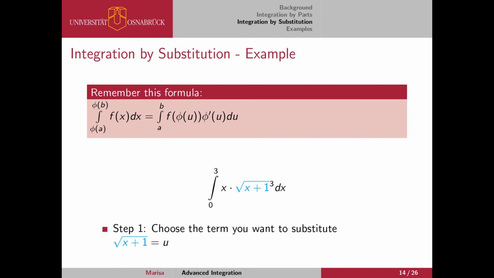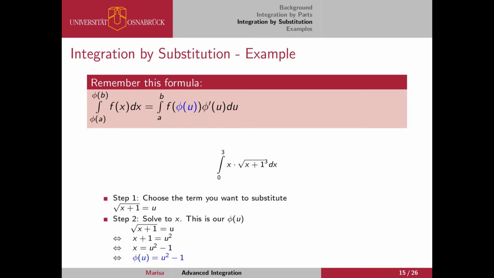We choose what we want to get rid of and substitute it with the variable u. In our case, we chose the blue part, thus the square root of x plus 1 equals u. Let's move on to step 2 now. In step 2, we want to solve the equation with the u to x. So we want to solve the square root of x plus 1 equals u to x.